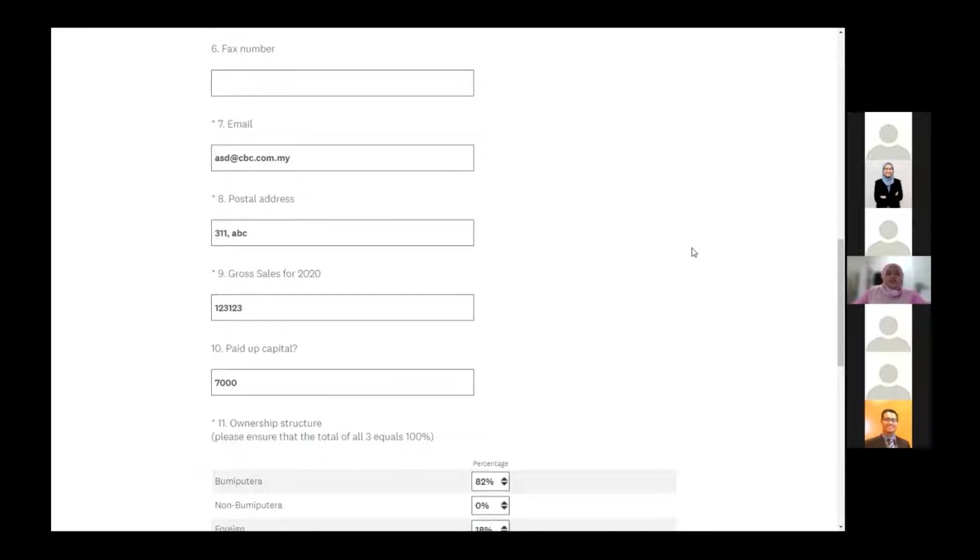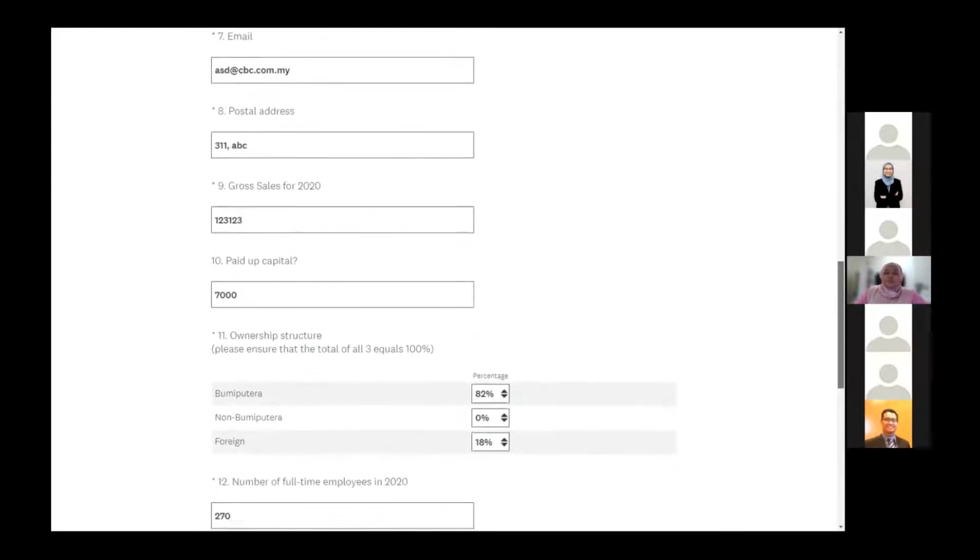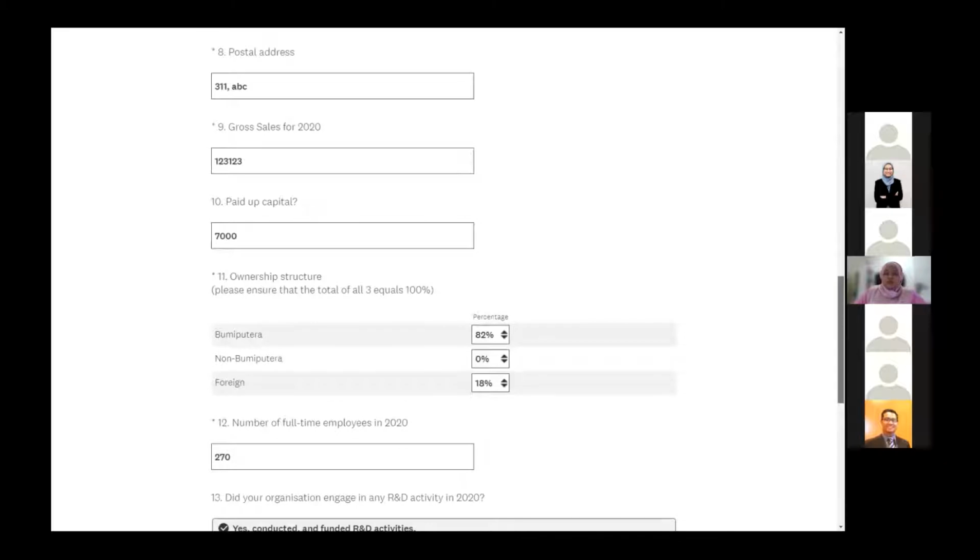Questions 9 and 10 are important, especially for business enterprises. Question 9 is gross sales for 2020, meaning the rough estimation of what was gotten in the year 2020 from the products of research and development. This is mandatory for you to fill up. So is question number 10, which is paid up capital, which is your modal in Bahasa Melayu, how much you have paid up at the beginning of the year.